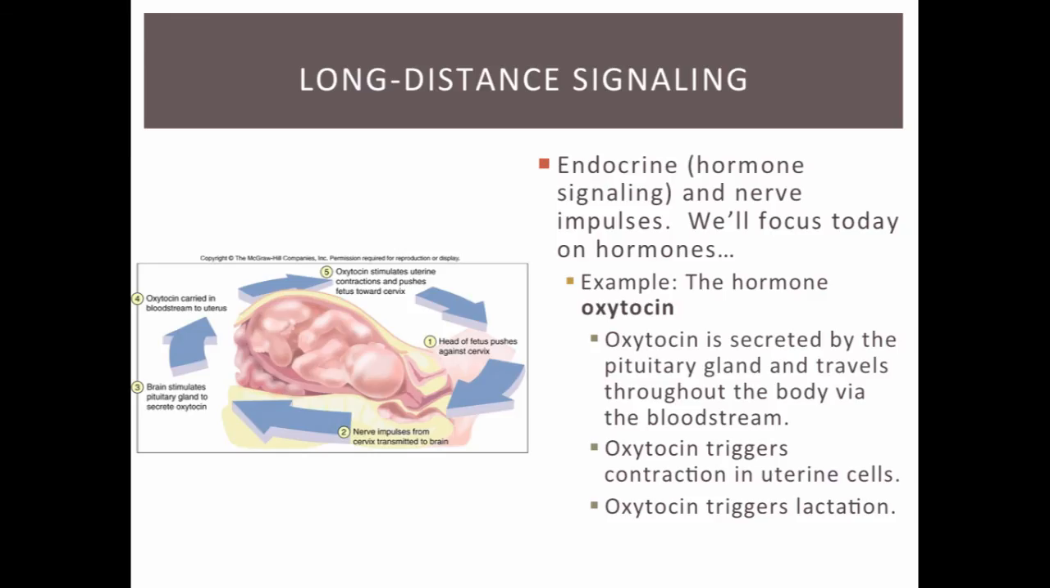Finally, we have long-distance signaling. 2 examples of this are your endocrine and nervous systems. Today we'll focus on hormones, which are part of your endocrine function.